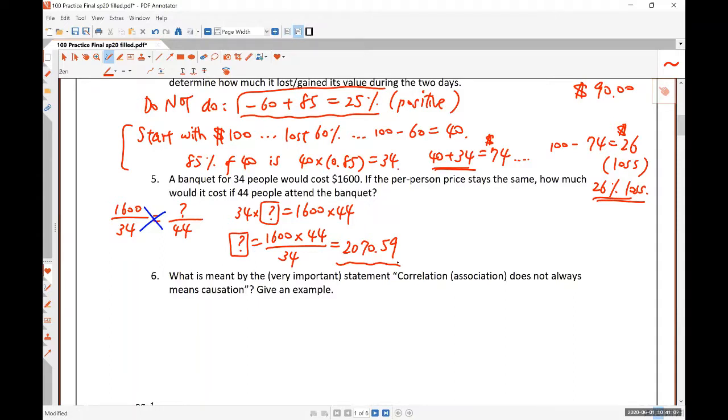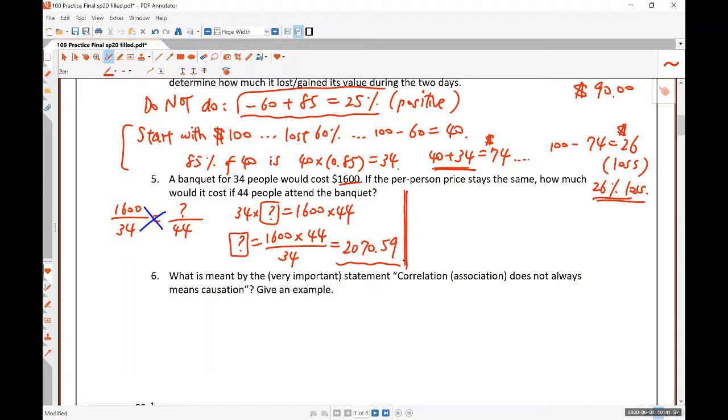And this will be the answer, $2,070.59. And that sort of makes sense because for 34 people, that was $1,600. So you would expect it will be like, 10 more people, probably close to 2,000 or a little more than 2,000, which is what you got. And that kind of estimating or guesstimating is actually a pretty good way to check your answer. Okay, so at this point, if you get a number like $5 billion, you know that can't be right. And if you get an answer like 25 cents, that's also incorrect, right?